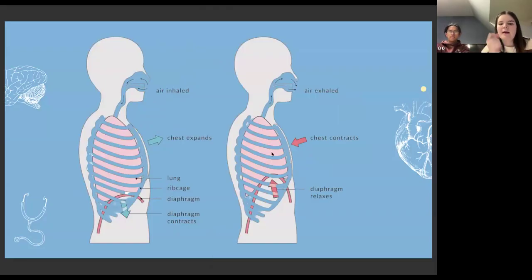Here is just another angle of how the diaphragm does that. The diaphragm in its relaxed state keeps the lungs squished together to push the air out. And when the diaphragm contracts, it means the lungs can expand more and air can come in.